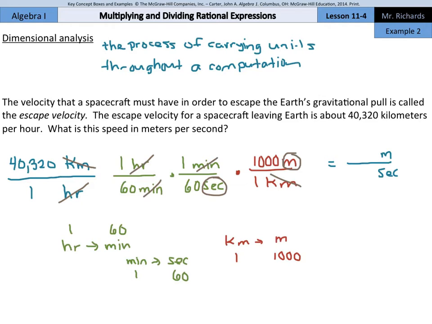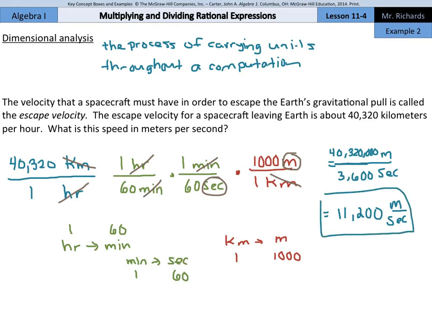The 40,320 times 1,000 turns out to be 40,320,000 meters over 60 times 60, which is 3,600 seconds. And now we do want to simplify this, so if we divide the 40,320,000 by 3,600, our simplified answer is 11,200 meters per second. And that is the escape velocity for leaving Earth, 11,200 meters per second.